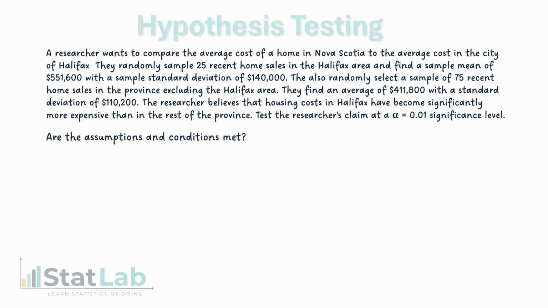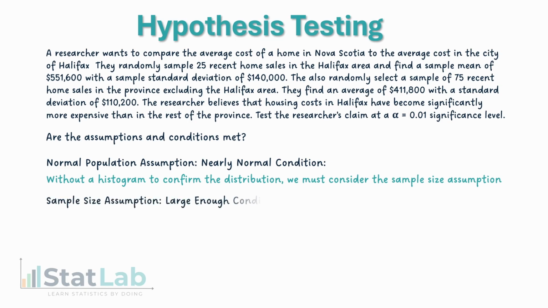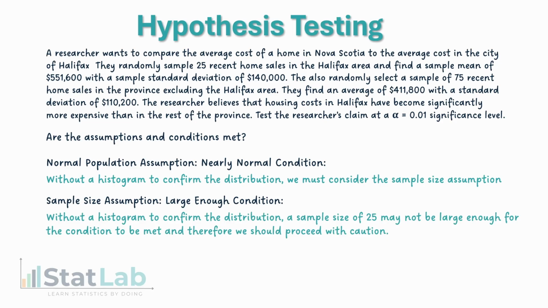Okay, the next one that we're going to look at, of course, is our normal population assumption, the nearly normal condition. Without a histogram to confirm the distribution, and they haven't told us anything about the distribution, we need to look at the sample size assumption. For the large enough condition, since one of the samples was only 25 and we don't have a histogram to confirm the distribution, a sample size of 25 may not be large enough for the condition to be met, and therefore we should proceed with caution.